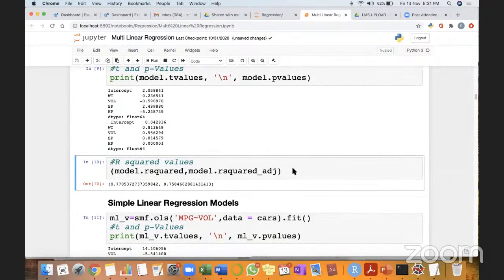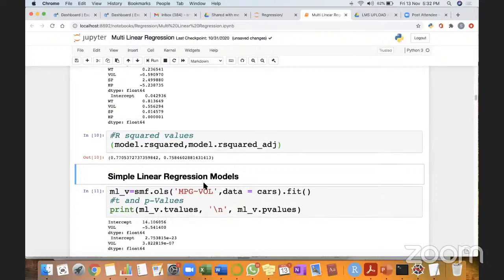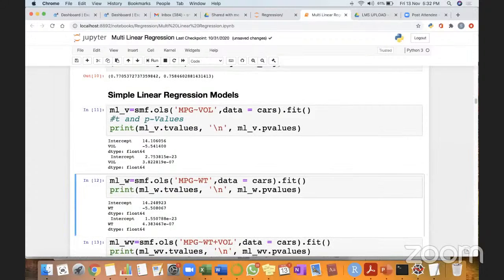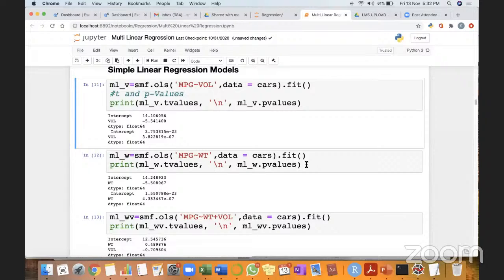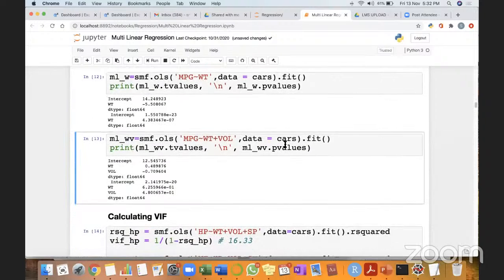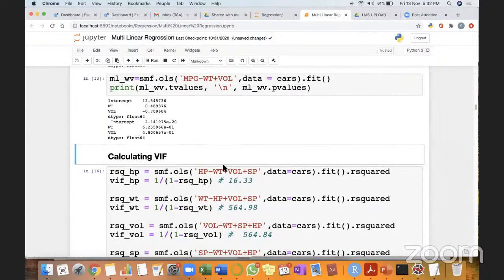Then the r square value is 0.77 like that. Then we build a simple linear regression equation only on volume to check whether it is significant or not. Yes, it is significant. You can see this 3.8 into 10 power minus 7, and this is with weight. This is weight and volume. Then we are computing the VIF.